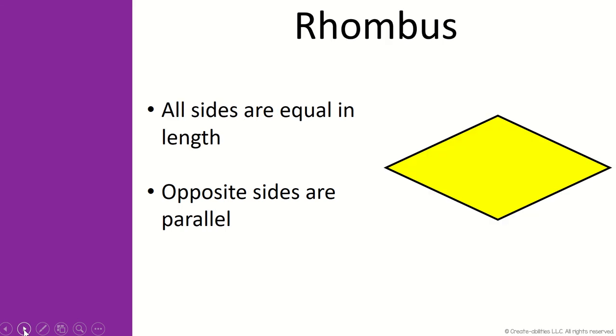All right, on the next page, you've got a rhombus. For a rhombus, all sides are equal in length and opposite sides are parallel. So if you look at the first one, all sides are equal in length. What does that sound like? Okay, it sounds like a square, right? All sides are equal in length and the opposite sides are parallel. So if you look at it though, it doesn't really look like a square. What is it missing?